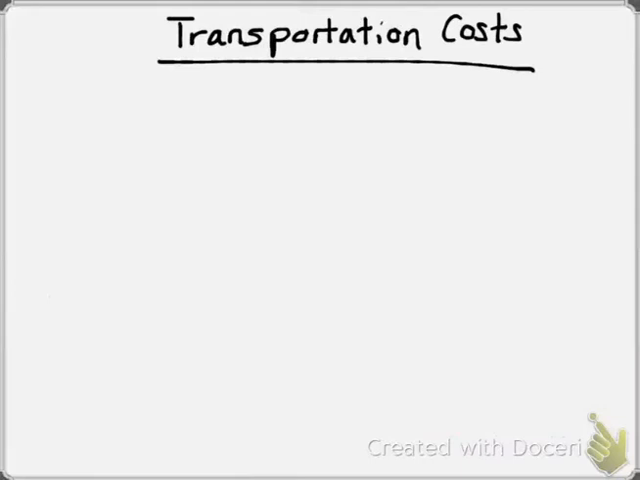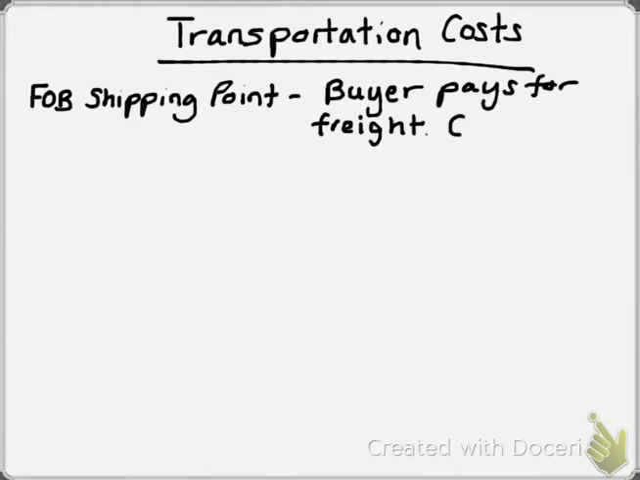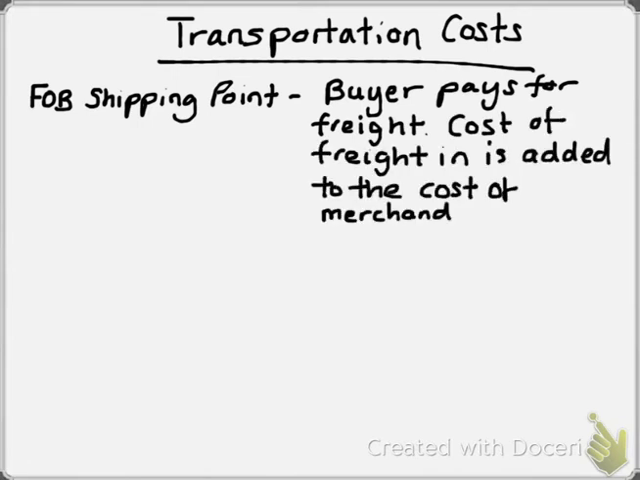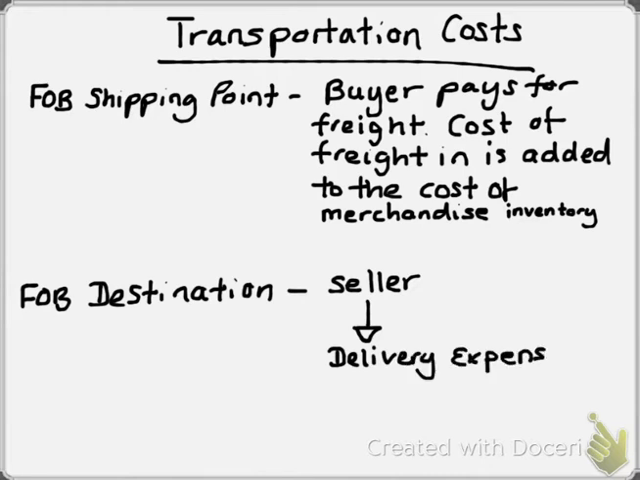Now let's take a look at how we account for the transportation costs. How it's accounted depends on the shipping terms. If the shipping terms are FOB shipping point, then the buyer has to pay for the shipping costs, and the cost of the freight is added to the cost of the inventory. So we are going to be debiting our inventory account for the cost of the freight. If the shipping terms are FOB destination, then the seller pays for the shipping cost, and if you're the seller, then you're going to treat them as a regular expense. So we're going to call it delivery expense.